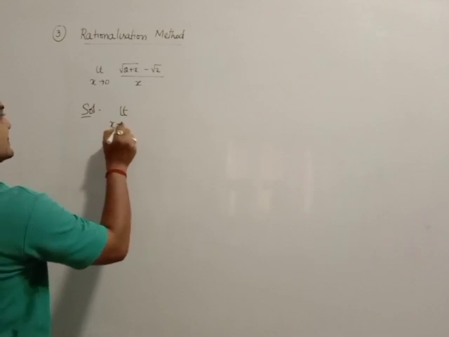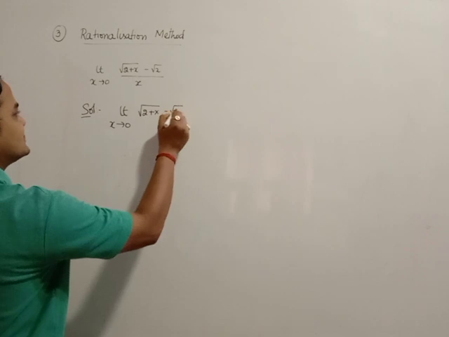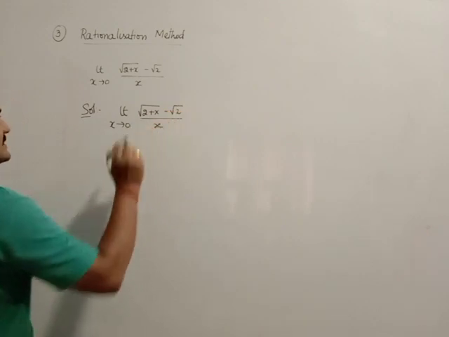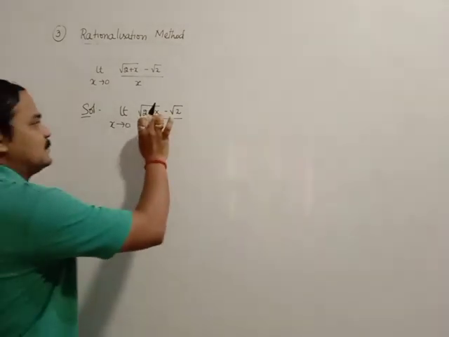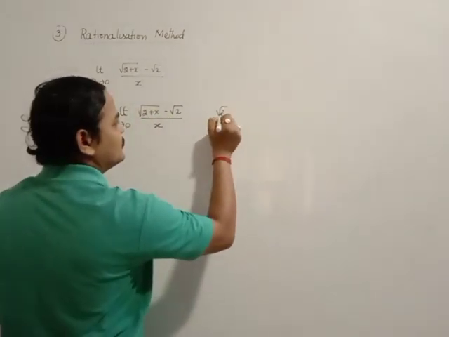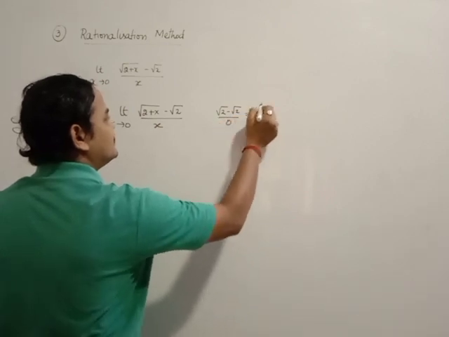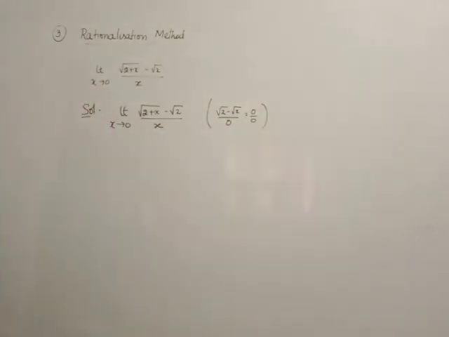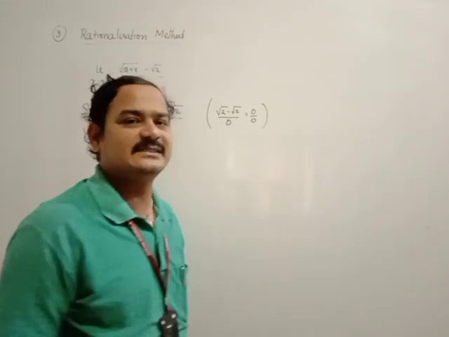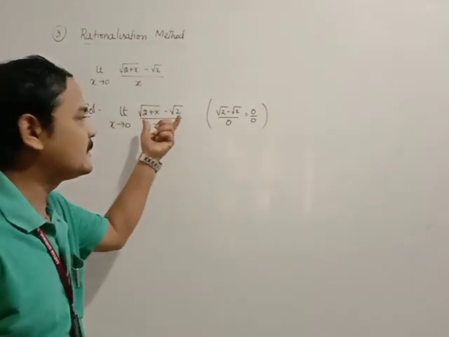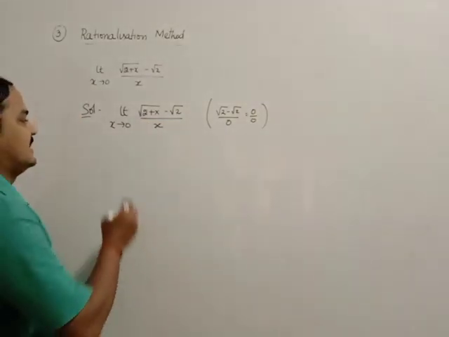Limit x tends to 0, root over 2 plus x minus root 2 by x. Go for direct substitution first. I put 0 here: root 2 minus root 2 by 0, that is 0 by 0. It is an indeterminate form. Now we need to go for factorization, but it is not possible here. So now you go to rationalization.